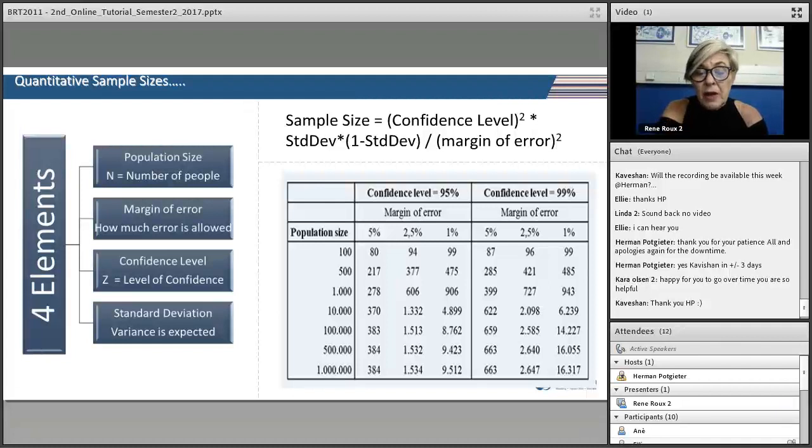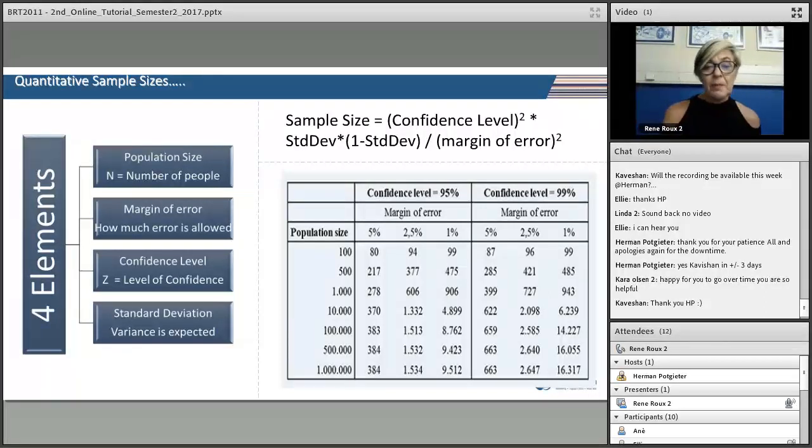Now we say margin of error. We're happy to work with a 1% margin of error. What do I mean by 1% margin of error? It means that if my findings say 90% likes this product, my margin of error is 1%. It means it can be 91%, 1% more, or it can be 89%, 1% less. Therefore, we never really work with margins of error of more than 5%. And the two confidence levels that are used most often are 95% and 99%.